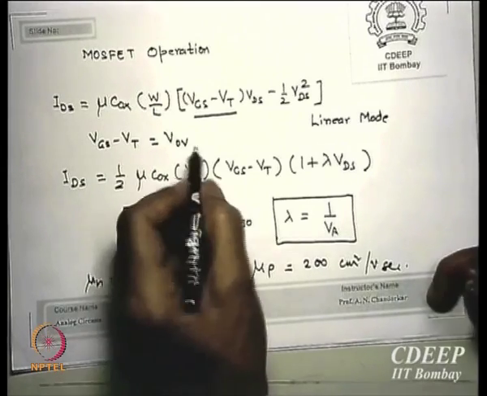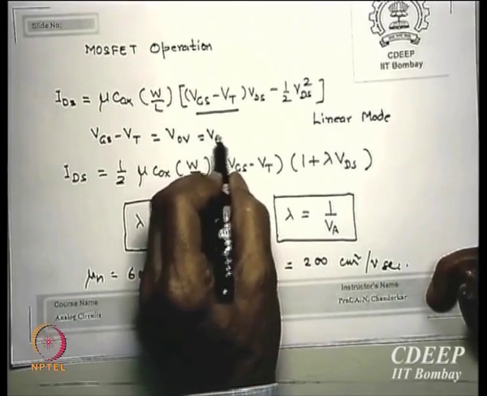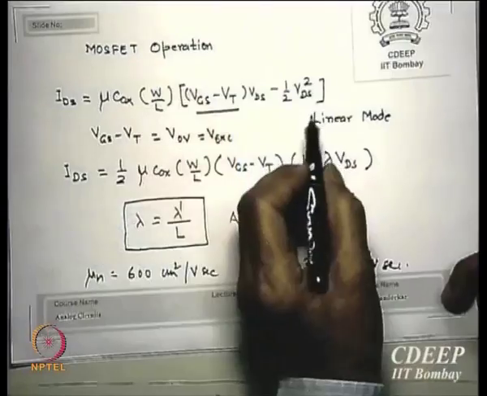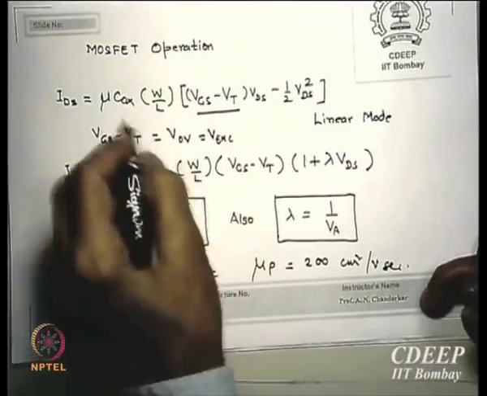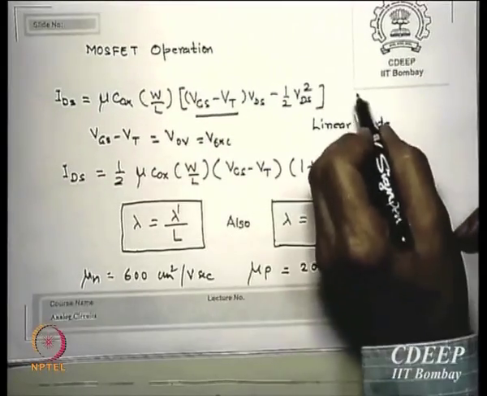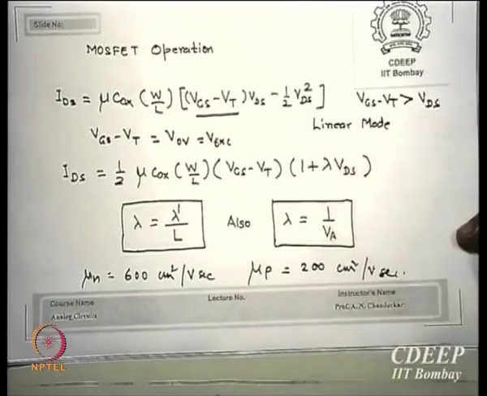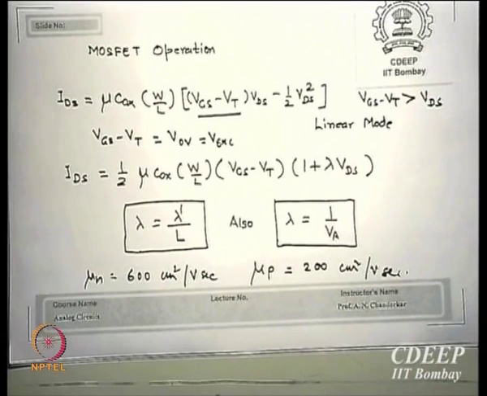Some books may call it VXS. Why is it called excess or over? Over VT, when you raise VGS, only then is current available to you, and therefore it is called over voltage or excess voltage. Now, in the linear mode, please remember the condition we have applied is VGS minus VT is greater than VDS.